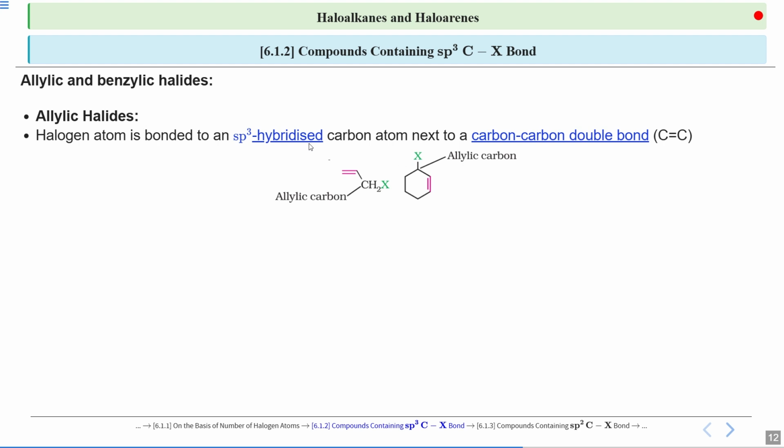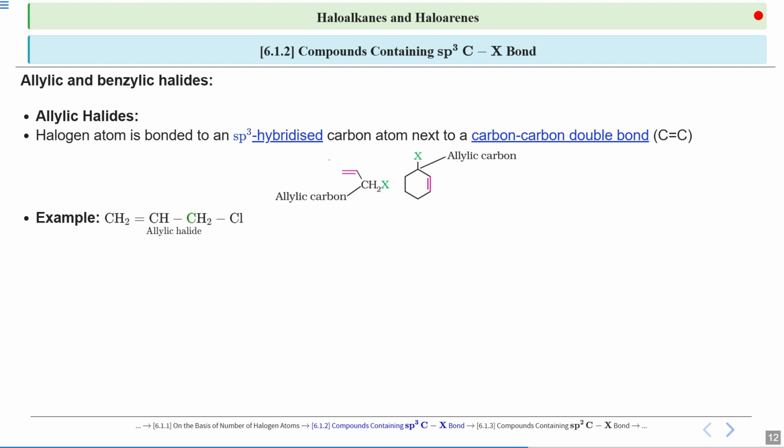Okay, we talk about hybridization. Halogen atom is attached with a carbon which is sp3 hybridized. It has tetravalency. 2 are occupied by hydrogen, 1 is occupied by carbon, and 1 is by halogen. But this sp3 hybridized carbon atom is bonding with the carbon which is making double bond with another carbon, that is sp2 hybridized carbon. Okay, so this is an allylic halide, and this carbon to which halogen is bonded is allylic carbon.